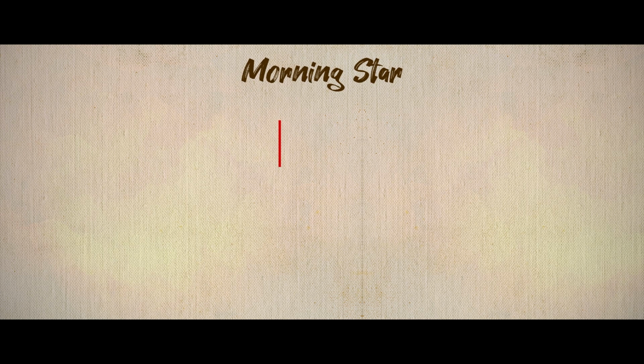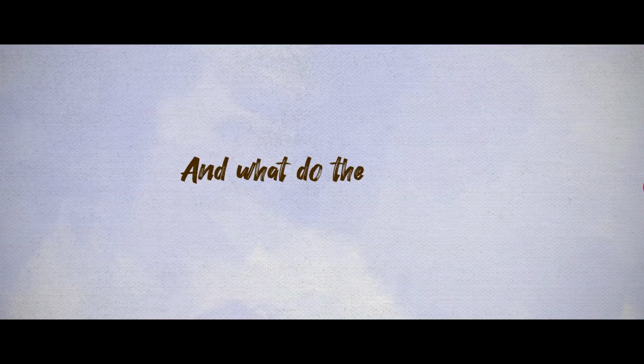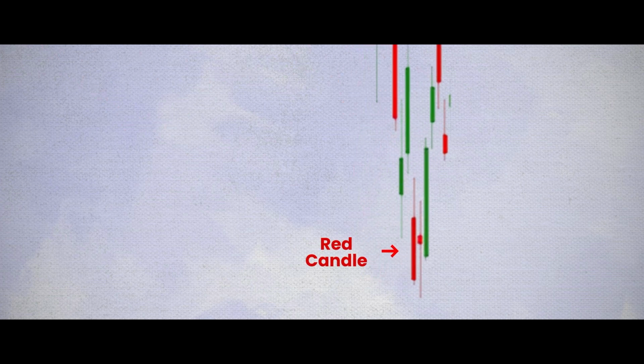As we have discussed, this is a 3 candle pattern. It consists of a large or long bearish candle, a small bullish or bearish candle in between, and finally a strong bullish candle. And what do these 3 candles represent? The first red candle denotes selling pressure. The small red or green candle after a strong red candle suggests reduction in selling pressure. The appearance of a strong green candle suggests the bulls have come in.